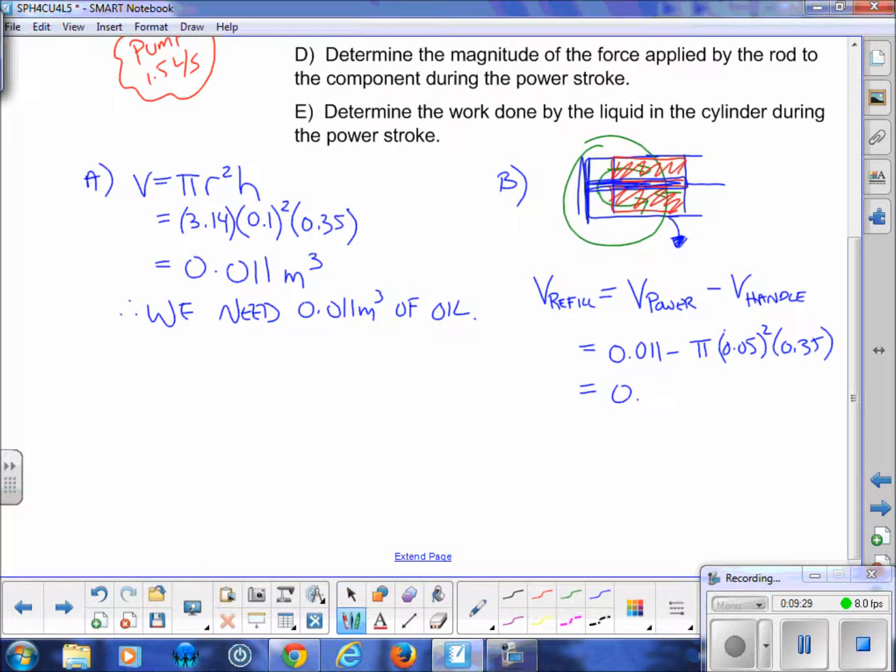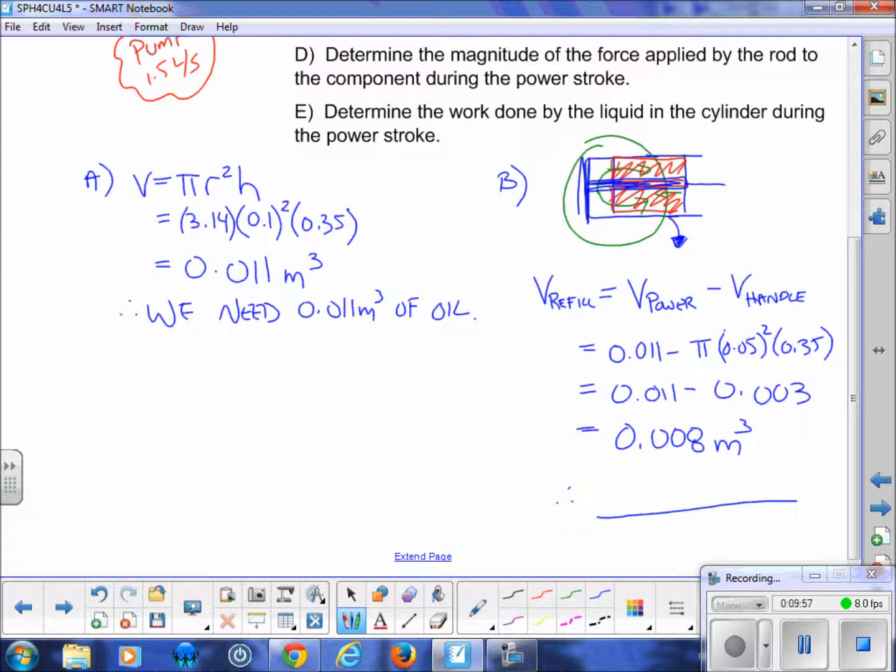And we do that calculation, and I get 0.011 minus 0.003. Let's say 3. So if we subtract that, 0.011 minus the answer, I get 0.008 cubic meters. All right, so 0.008 cubic meters. So that's how much now is in that refill component of the cylinder.